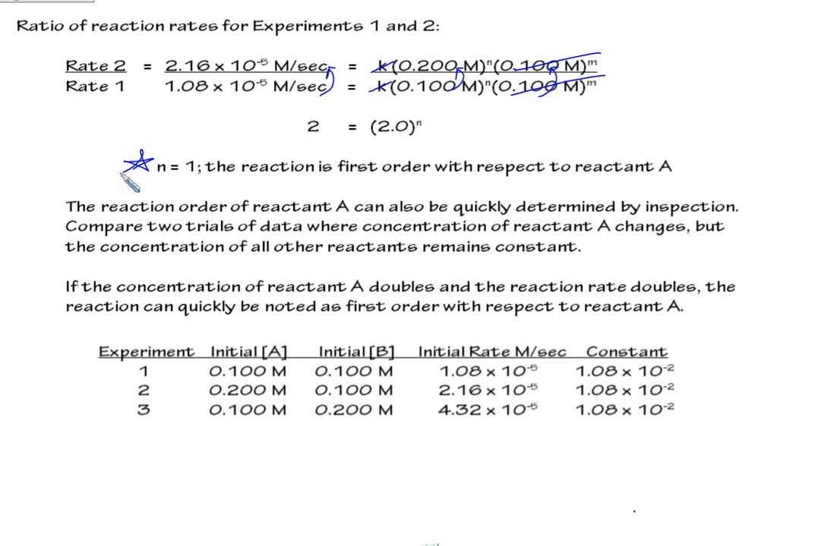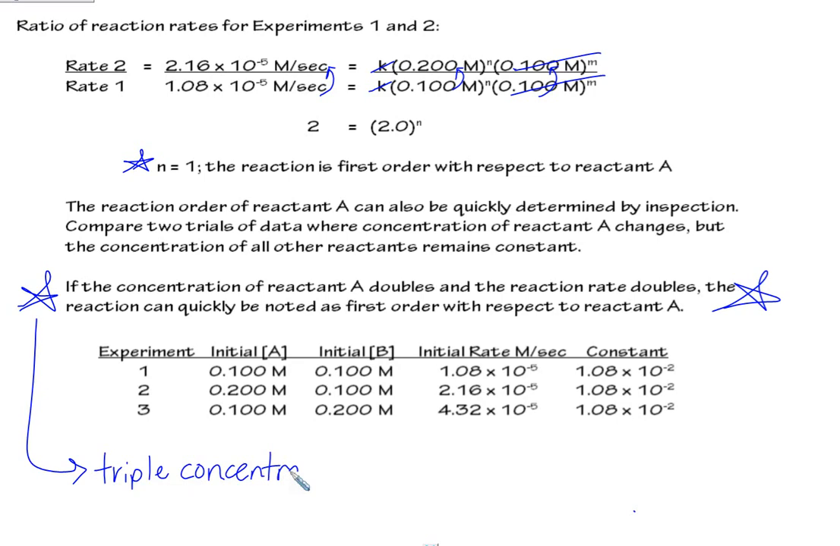Here's what it means. In a nutshell, if you double the concentration of reactant A, you double the rate. Experimentally, that's why n is 1. This would be the same. Make note, another example. What if you triple the concentration? If you triple the concentration and you triple the rate, that would be first order.